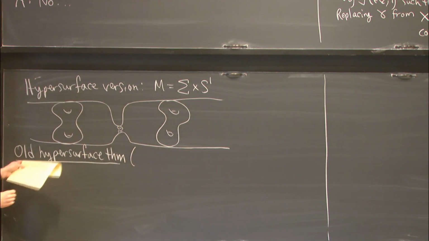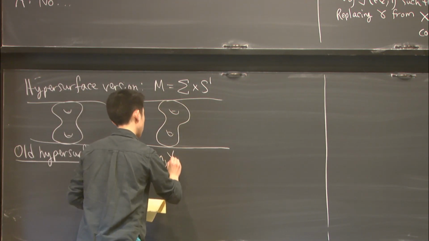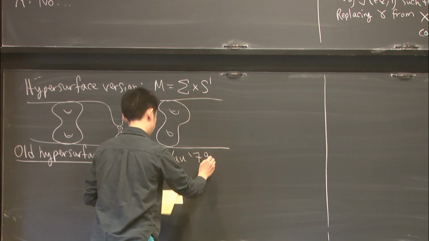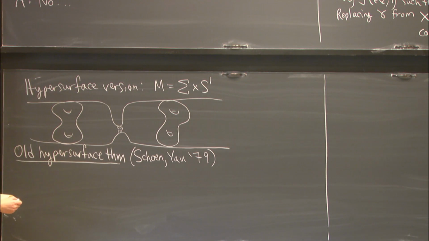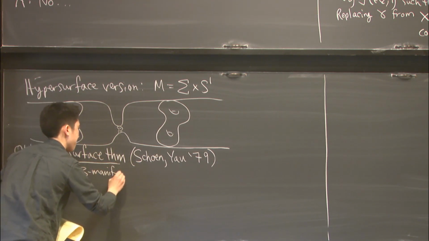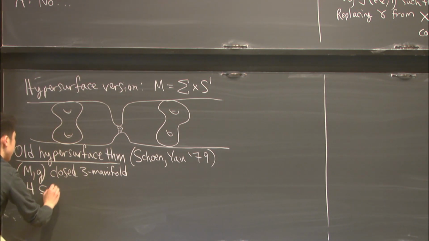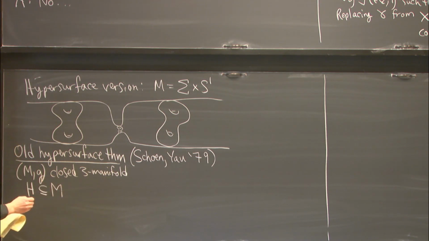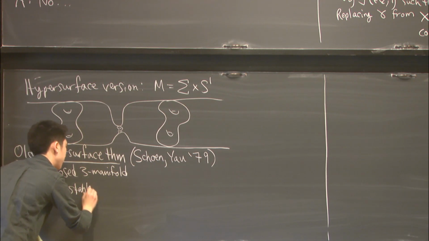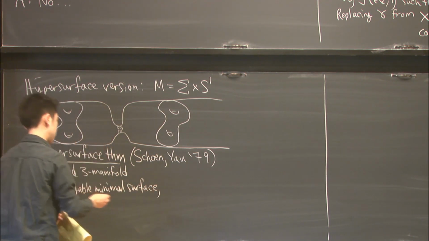I'm not actually sure who first stated and proved this theorem, but I know it's based on the strategy from Schoen and Yau in '79. So this theorem I'll state in terms of a closed 3-manifold, and looking for minimal surfaces. So suppose that we have H, a 2-dimensional stable minimal surface, and I'll say it's connected.